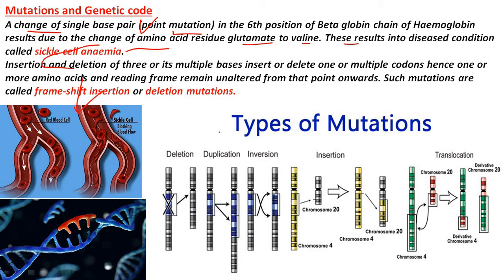There are various types of mutations. Now you don't have to remember all this. This is deletion, there is duplication, there is inversion, there is insertion, and there is translocation. There are multiple types. You just need to know the names. Okay. Now for the change from glutamate to valine, sickle cell anemia occurs.